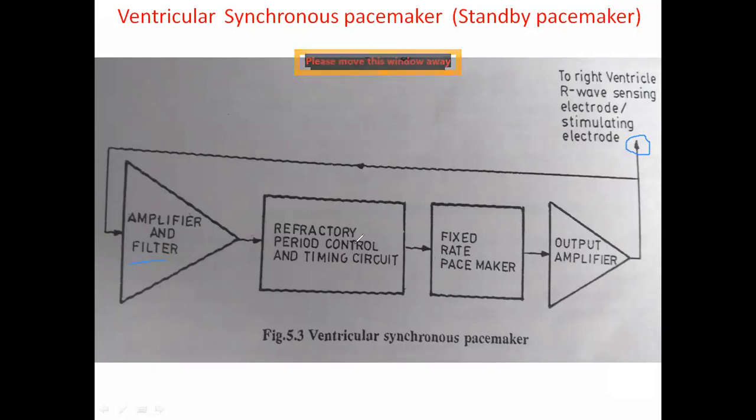If the time elapsed for production of the QRS waveform is more than the reference value, then the fixed rate pacemaker will produce trigger pulses, and those trigger pulses are amplified by the output amplifier and applied to the heart through the same electrode. So what is the same electrode? The same electrode is used for sensing the R wave and for applying the output. The output from the output amplifier is applied to the heart using the same electrode.